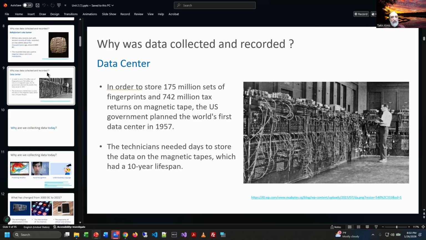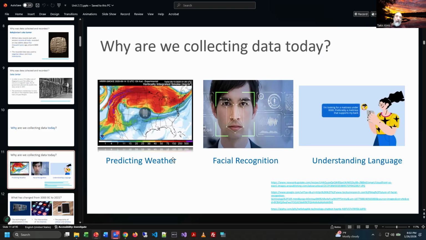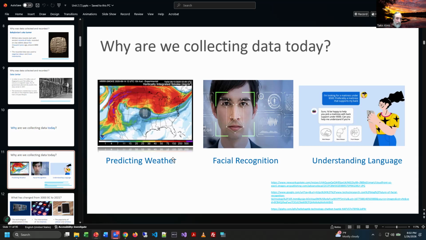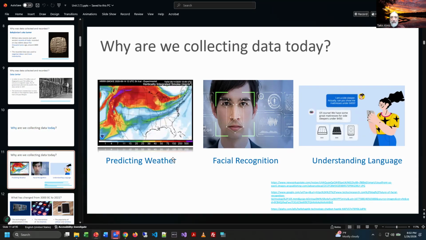So this is really kind of an interesting challenge to society. We're generating all this data. How do we maintain it? And really, okay, why are we gathering all this data? Well, some of the things that we do, we use the data to predict weather. And it always amazes me.